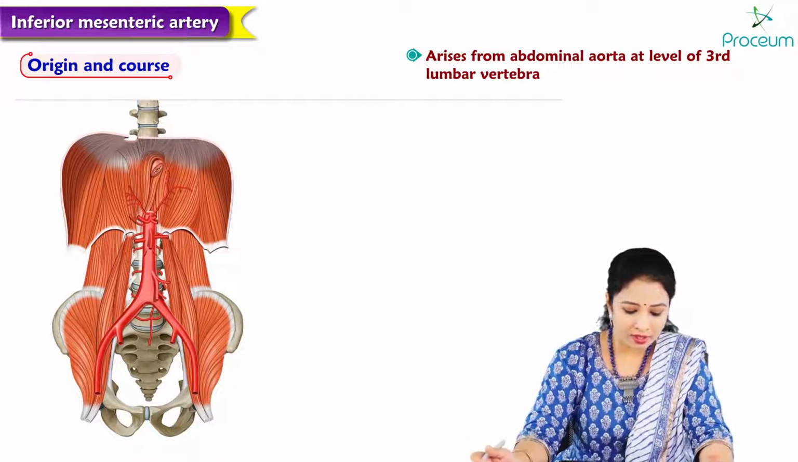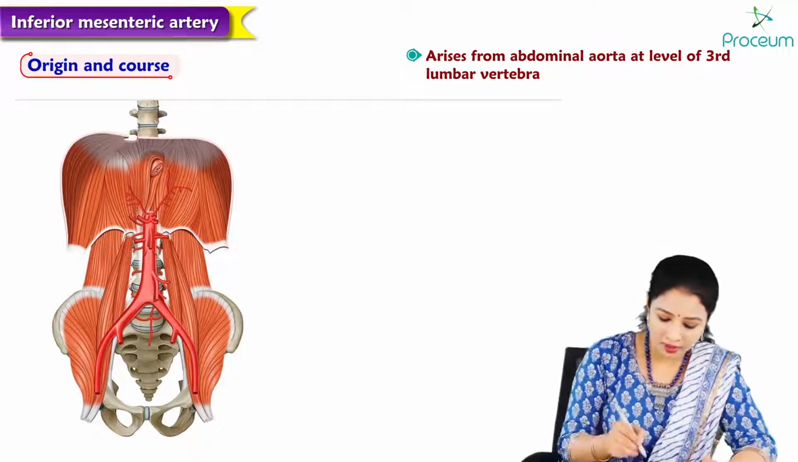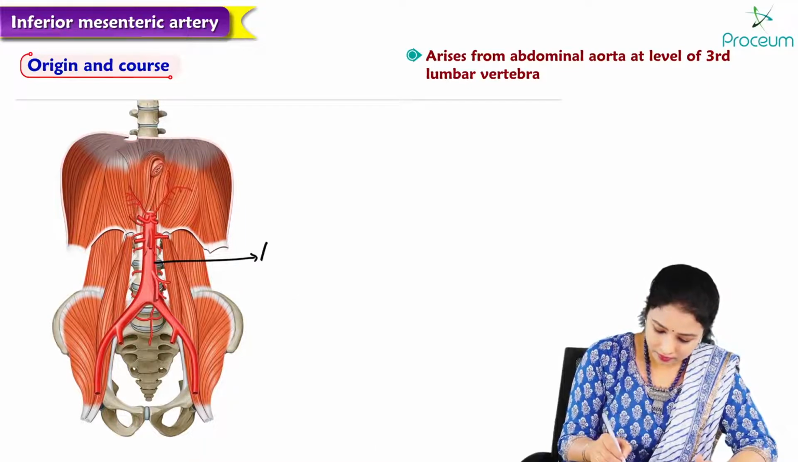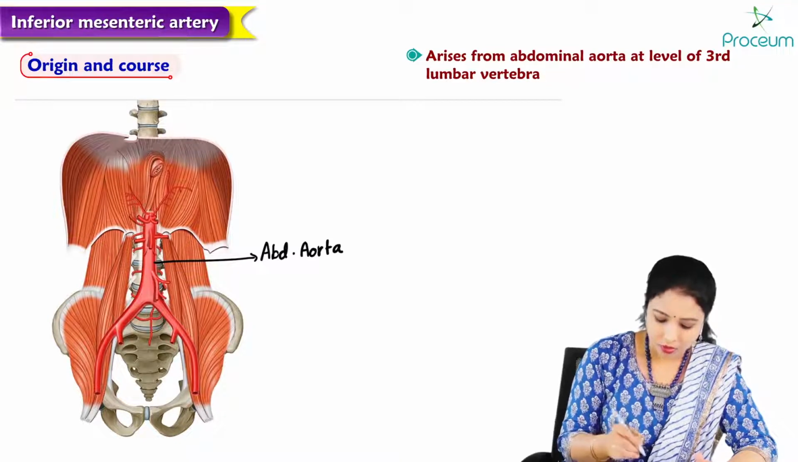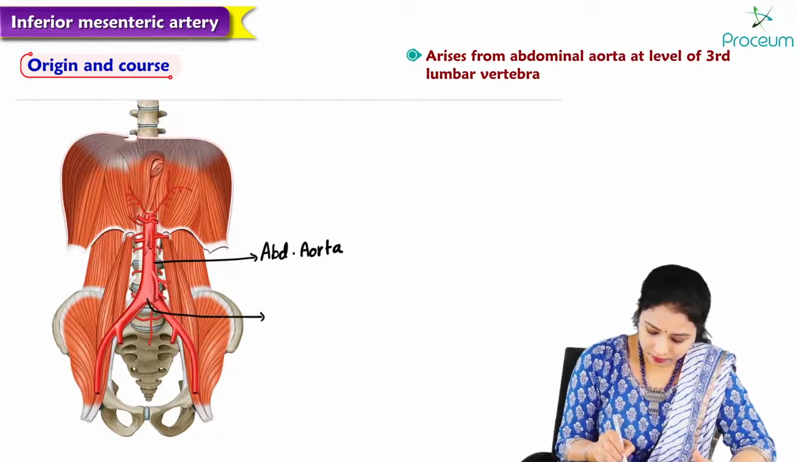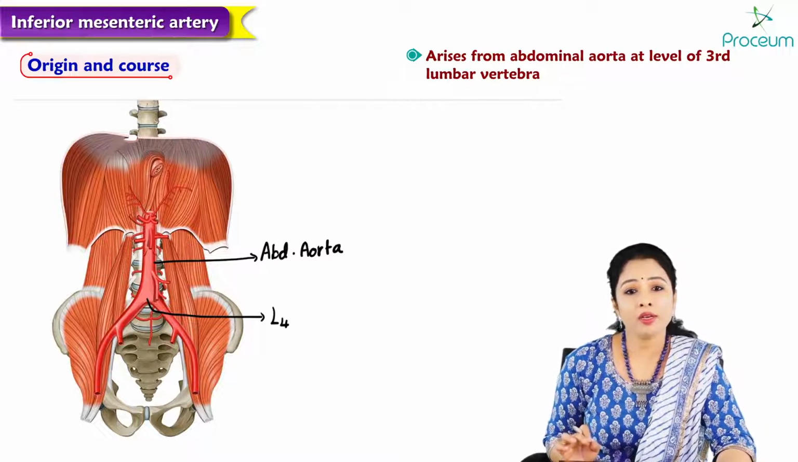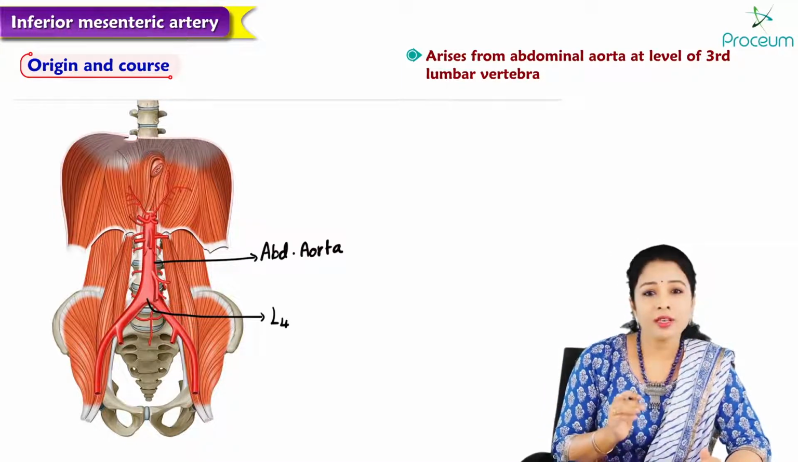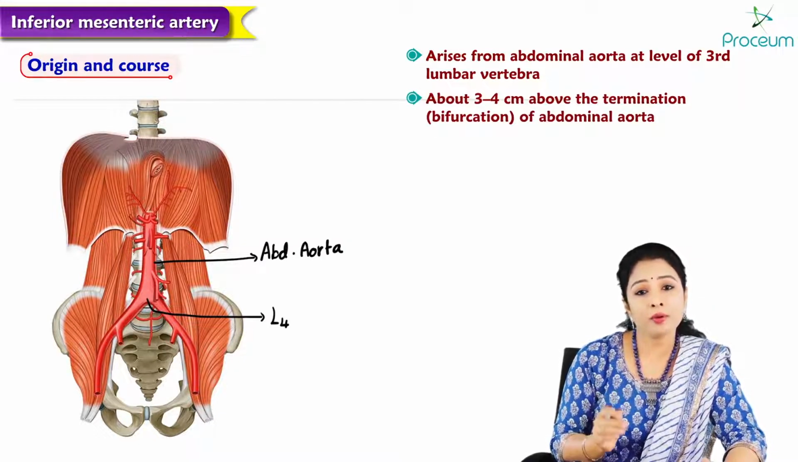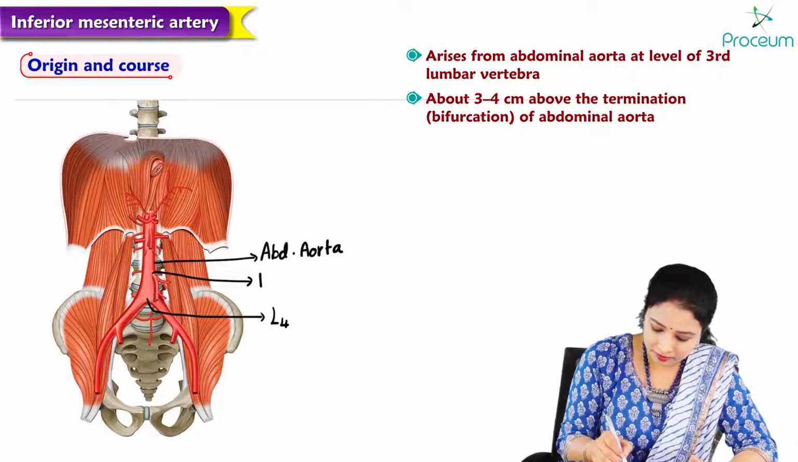So here is an image showing the posterior abdominal muscles, diaphragm and also the vertebral column along with the abdominal aorta. Usually the abdominal aorta bifurcates at the level of L4. So the inferior mesenteric artery arises from the abdominal aorta at the level of L3, which means approximately around 3 to 4 centimeters above the termination of the abdominal aorta. So here is the inferior mesenteric artery.